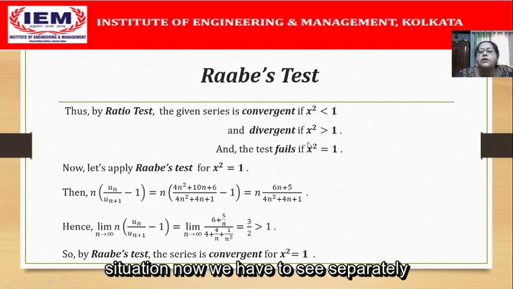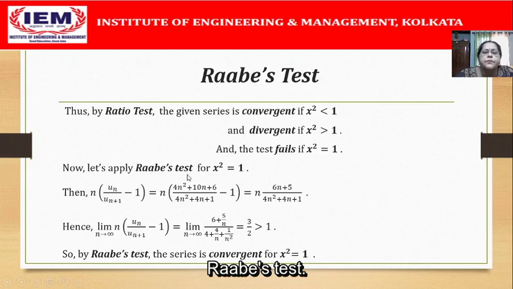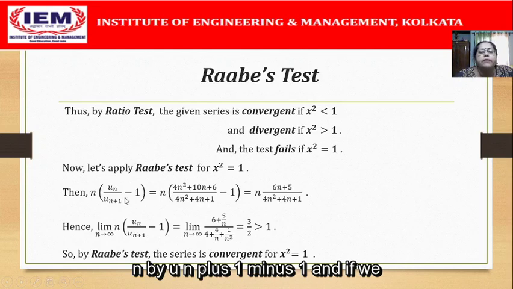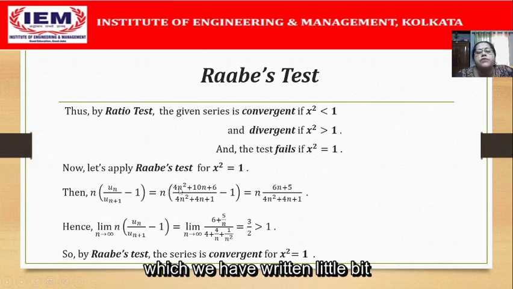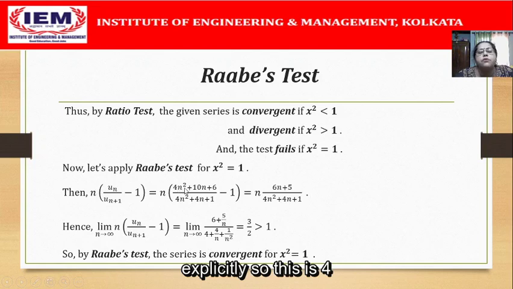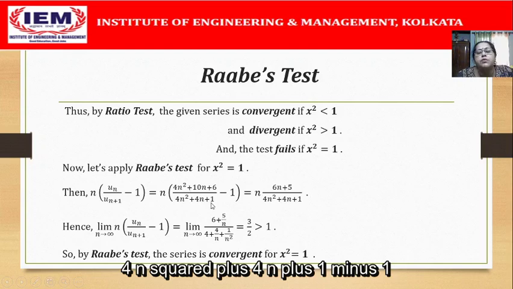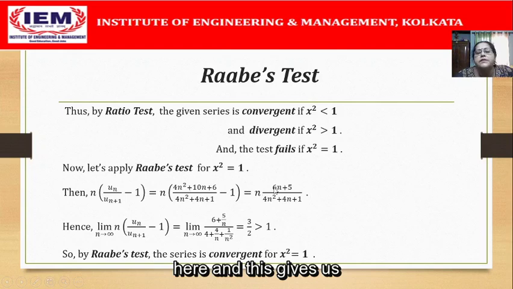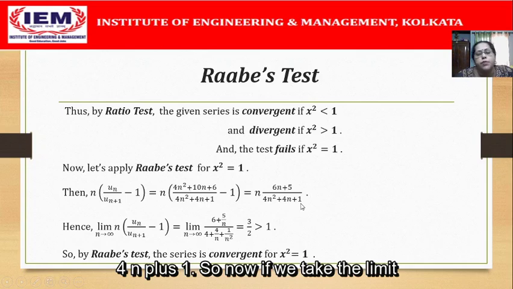So this is the situation now we have to see separately, and for this case we will apply the Raabe's test. So for Raabe's test, again we need to write n multiplied with un by un plus 1 minus 1. And if we put these expressions for un by un plus 1 this way, which we have written a little bit explicitly, so this is 4n squared plus 10n plus 6 divided by 4n squared plus 4n plus 1 minus 1. And if we simplify, we have this n over here, and this gives us 6n plus 5 divided by 4n squared plus 4n plus 1.